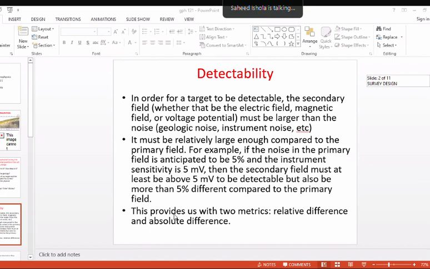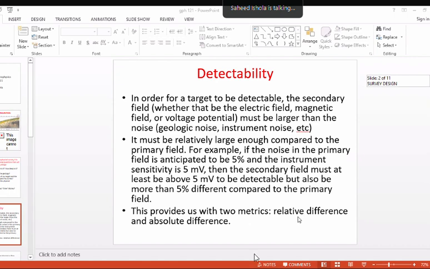And how do we do that? This provides us with two metrics for measurement. What are these two metrics? Relative difference and absolute difference. In the next class, we are going to look at these two, and I will use that to round up my class with you. So if you have any question, feel free to let me know. So we are going to look at relative difference and absolute difference.